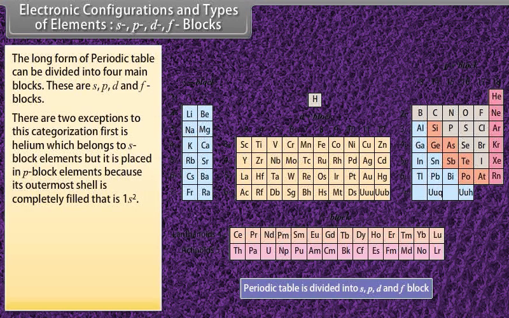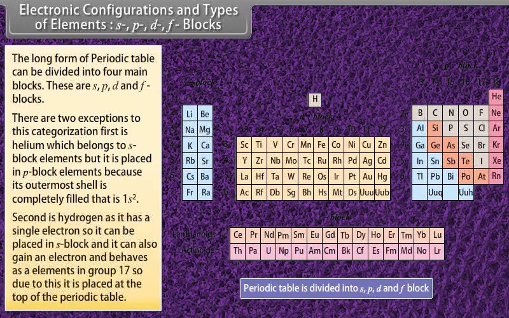There are 2 exceptions to this categorization. First is helium, which belongs to S block elements, but it is placed in P block elements because its outermost shell is completely filled, that is 1s². Second is hydrogen, as it has a single electron, so it can be placed in S block, and it can also gain an electron and behave as elements in group 17. So, due to this, it is placed at the top of the periodic table.